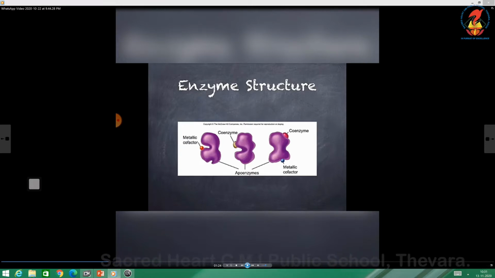So remember, apoenzyme is the proteinous part. It forms a major part of the conjugated enzyme, that is indicated in violet in all the cases, and only a small portion is the cofactor. The cofactor can be a metallic ion, or it can be a vitamin, or it can be a prosthetic group.